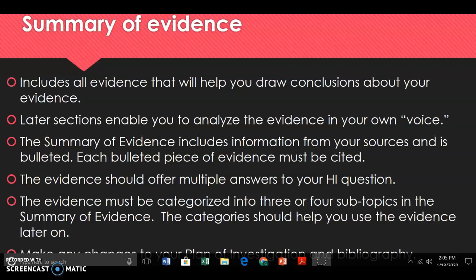The evidence should offer multiple answers to your HI question. So again, the evidence should be categorized so that it supports different claims, okay? The first category might be evidence that supports religious piety was a motivation, or you might just list it as religious piety was a motivation, and then multiple pieces of evidence that make that case. Then your next category might be Pope Urban's ulterior motives. Boom. And then there might be some evidence that suggests Pope Urban had ulterior motives. You can also use Pope Urban evidence under the category for religious piety.